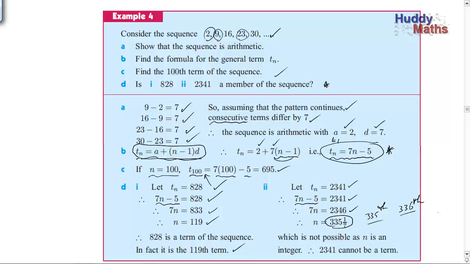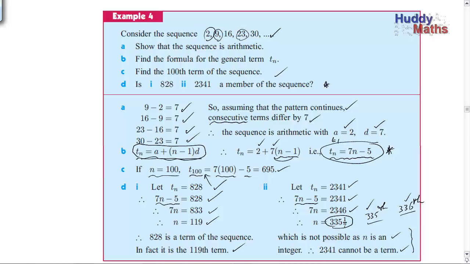n is the term number, and so it's got to land exactly on one of those terms. In other words, it's not in the sequence. It's not separated by the right amount of 7 to get there. So n is an integer. Therefore 2,341 cannot be a term. Now that's the basic rule, isn't it? If it's not an integer, and this is Huddy's hierarchy coming in here, it's not in the sequence. But do you know why?